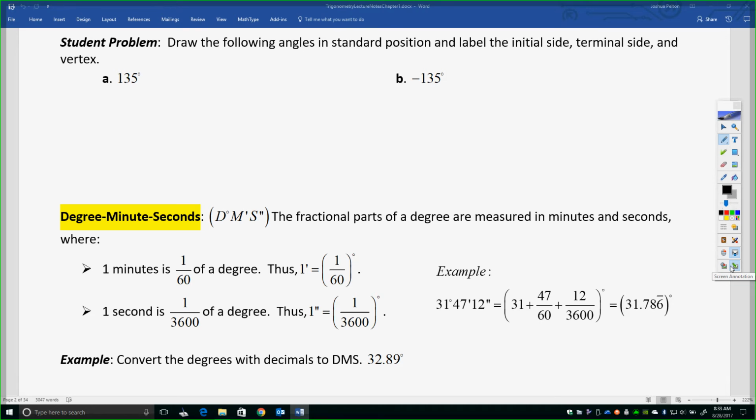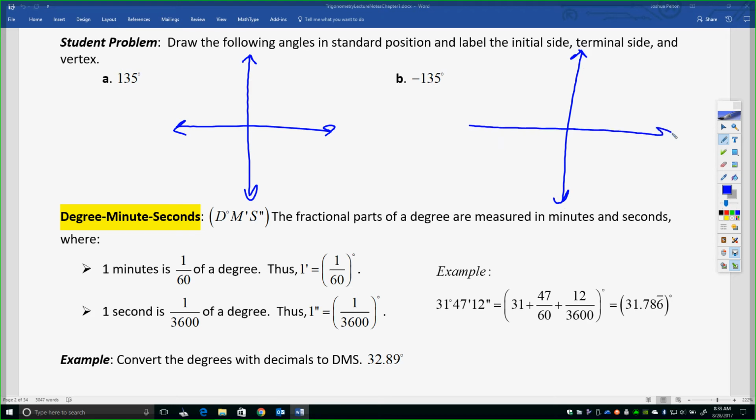Okay, let's try these and see how well you did. Again, let's draw our axes for R2. We'll change colors and draw our initial side. 135 is positive, so that's going to go counterclockwise over to here-ish. So that's 135 degrees. That is our initial side and that is our terminal side, because again, this would be 180 over there. We didn't quite make 180.